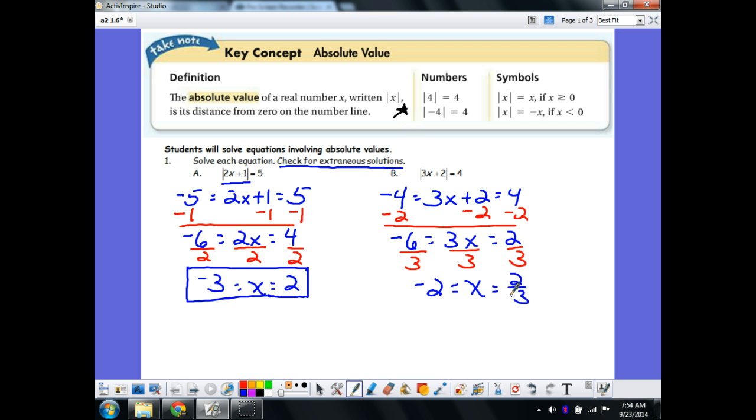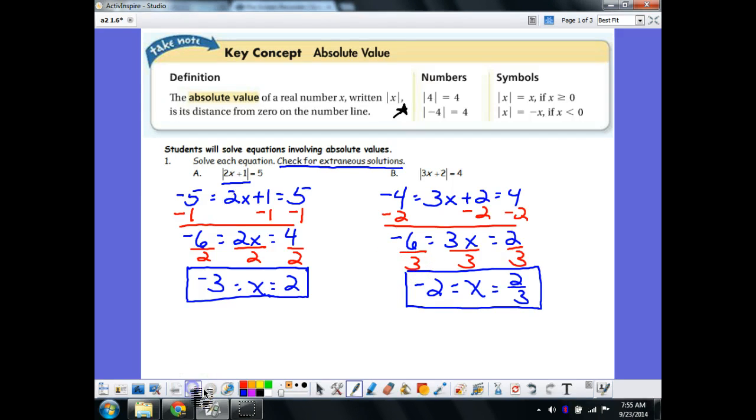And again, we're going to check first by plugging negative 2 in. 3 times negative 2 is negative 6, plus 2 is negative 4. Absolute value of negative 4 is 4, so negative 2 is a solution. And then testing 2/3. 3 times 2/3 is 2, plus 2 is 4. Absolute value of 4 is also 4, so they are both solutions to this equation.